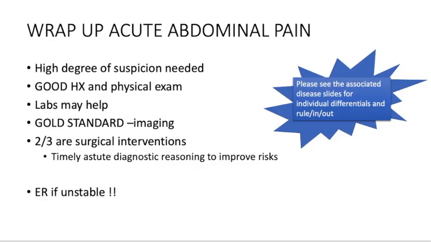So wrapping up acute abdominal pain, attached to your gastrointestinal lecture, your main slides, are all of the acute abdominal pain pathophysiologic disturbances. Please refer back to those for the specifics of the disease processes that we talked about in this overview topic. Remember, a high degree of suspicion is needed. You need a good history and physical exam. Labs may help you. Gold standard is imaging. And remember that 2/3 require surgical intervention, which requires a timely, astute diagnostic reasoning process to improve outcomes. ER if unstable.